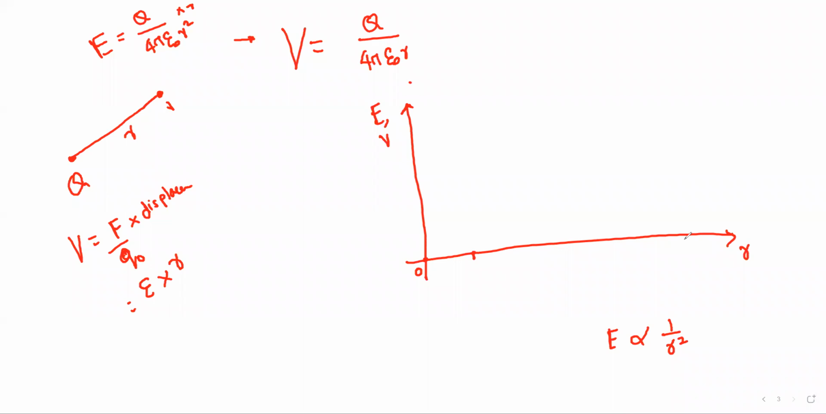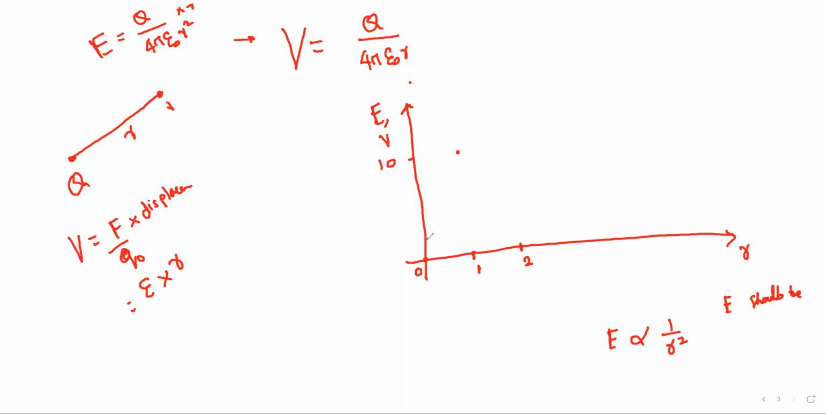If the R value is 1, let the electric field intensity be some point, let it be 10, for the sake of convenience. If R value is 1, let it be 10. If I increase the R value 2 times, what will happen to this 10? Electric field intensity should decrease 4 times. Am I correct?